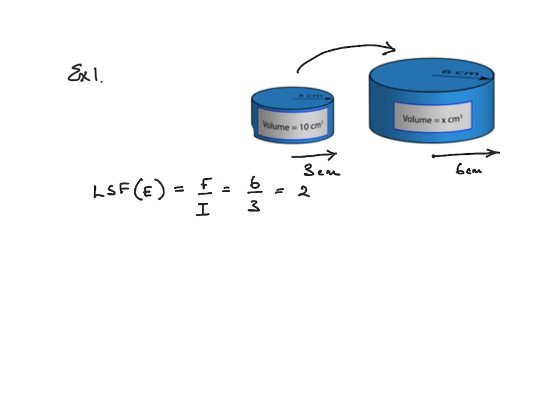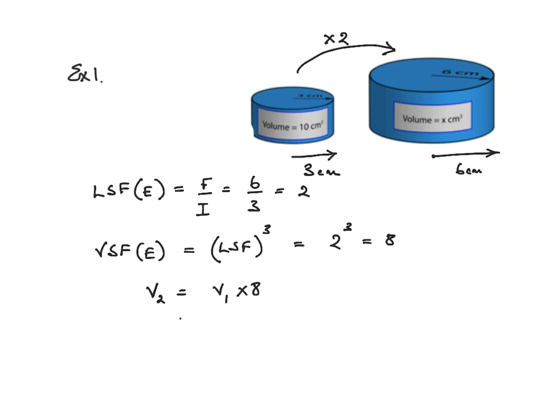So this linear scale factor is 2. Volume scale factor enlargement is the linear scale factor cubed, and that's 2 cubed, which is 8. So volume 2 is found by multiplying volume 1 by 8. So 8 times 10 gives us 80 centimeters cubed.